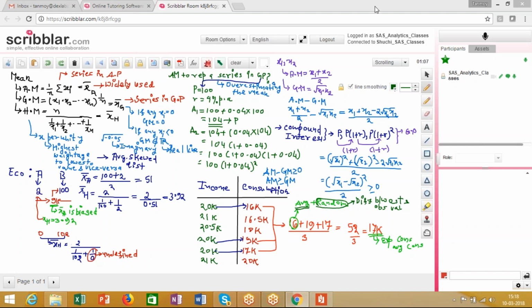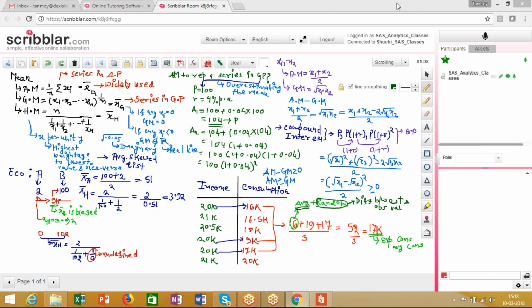Great. Now, having said that, the next part that we'll talk about over here is the different kinds of averages, about arithmetic mean rather. So there are two kinds of averages. One is your simple arithmetic mean, and the other is a weighted arithmetic mean. So what is simple arithmetic mean and what is weighted arithmetic mean?